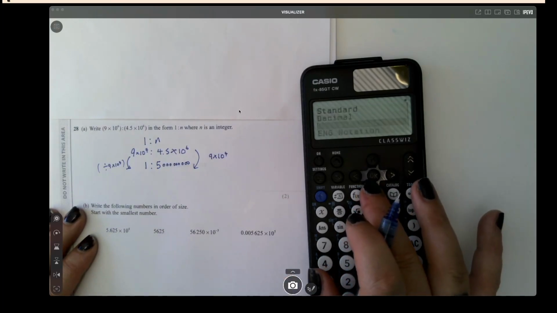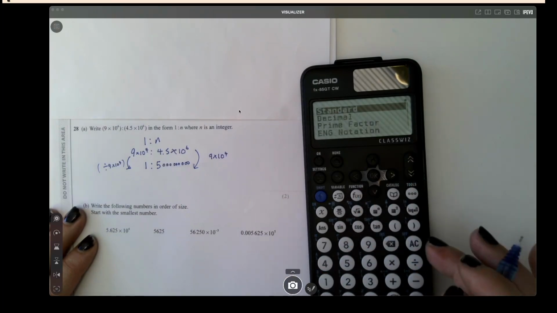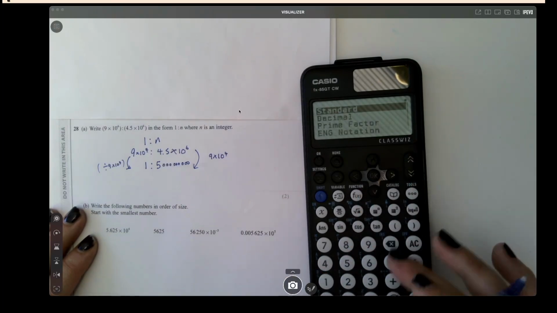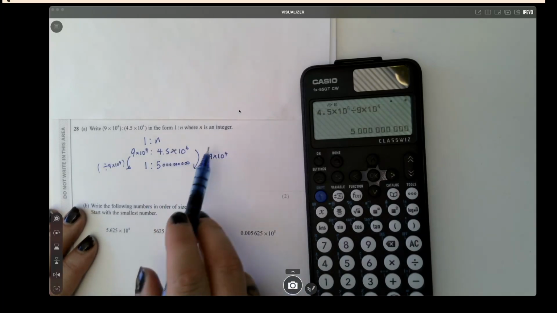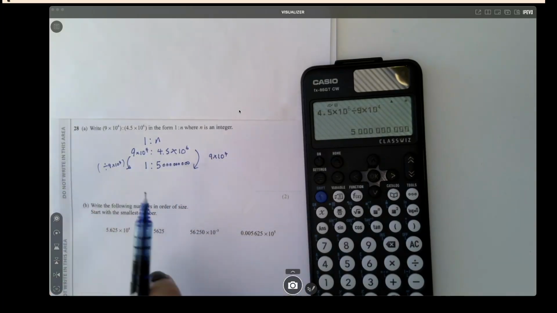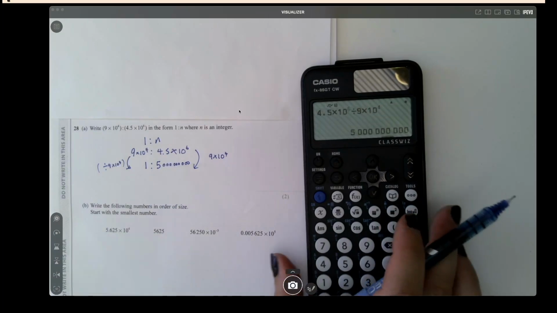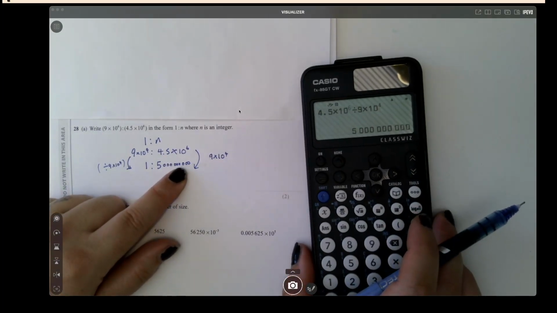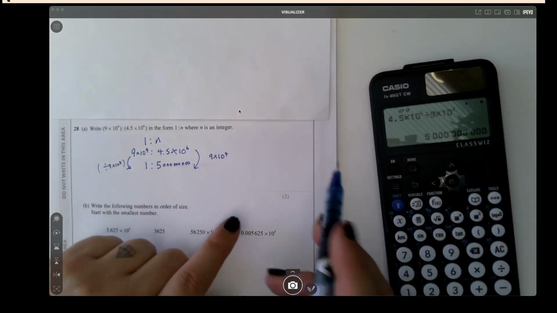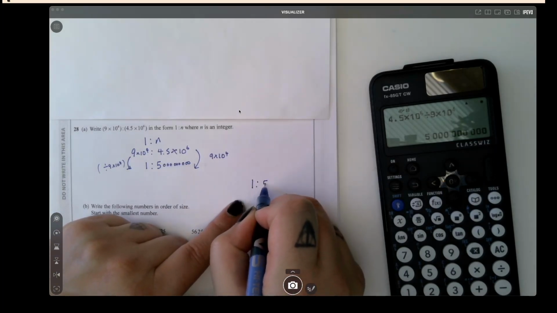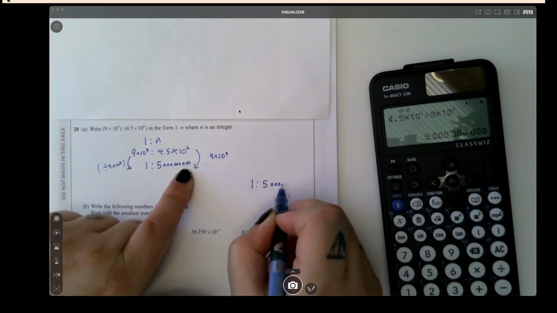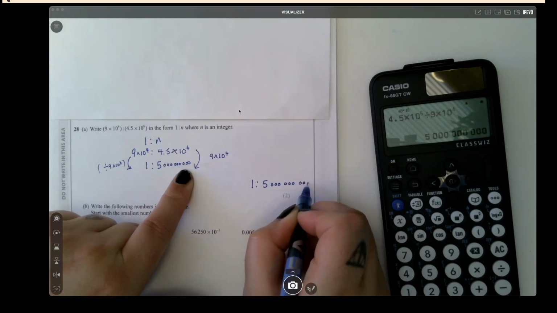Will it let us change it? No. So we can actually write that on our answer line. We don't need to, it doesn't say to convert it back to standard form. Just be careful with those number of zeros. Yeah? So let's write it 1 to 500, 1, 2, 3, 1, 2, 3, 1, 2, 3.